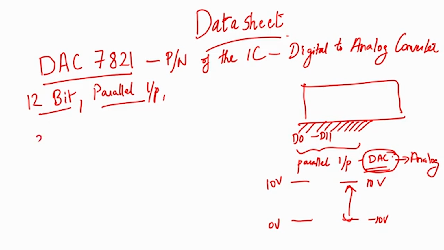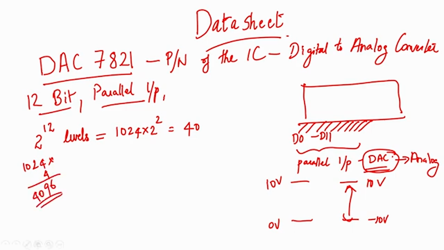So, that means there can be up to 2 raised to 12 levels as we have learnt now. How much is that? 2 raised to 10 is 1024, so 1024 into 2 raised to 2, which is 1024 into 4, around 4000. 4 times 1024 is 4096. So, 4096 levels are possible, okay. 4096 levels are possible because it is a 12 bit DAC.